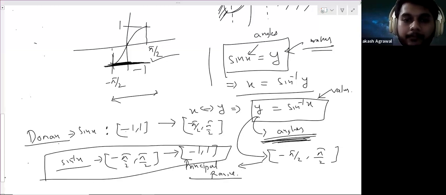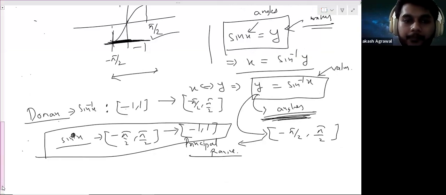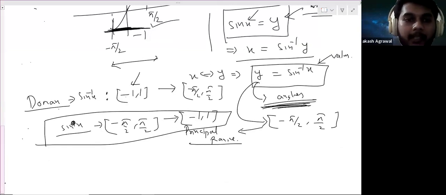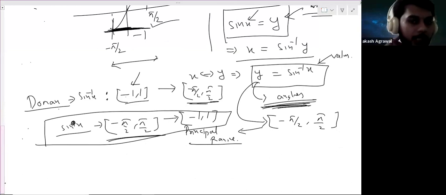So already this is inverse, this is end. The domain of sine inverse x is minus 1 to 1, and the range is minus pi by 2 to pi by 2. And this will be the domain in range of sine x. Did you understand everything up to here? Yes, sir. Okay. Now one more point.